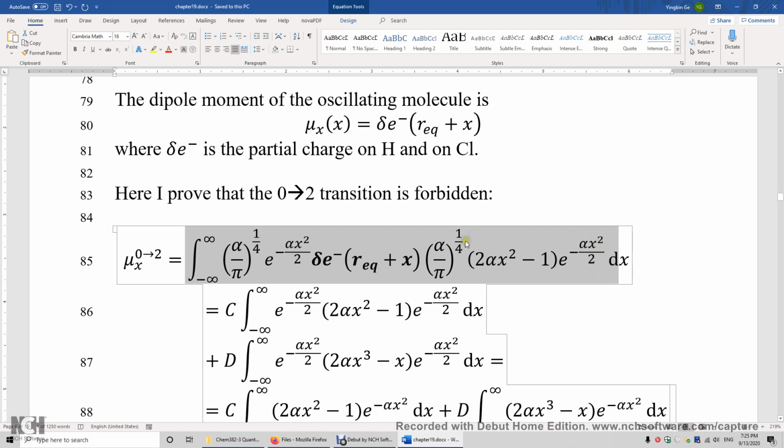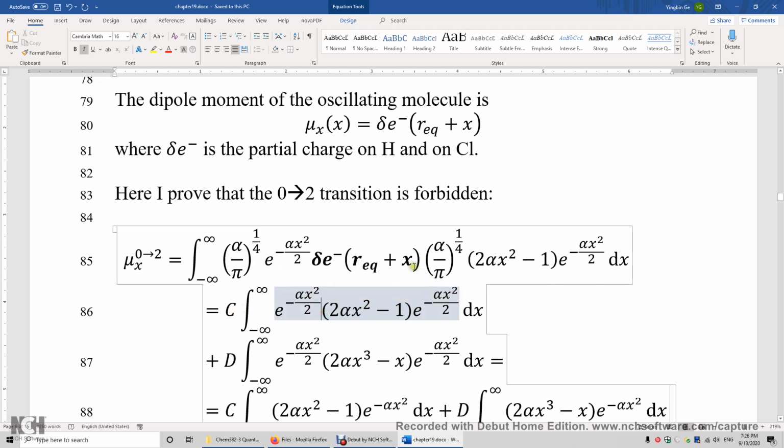So how do we deal with this? Actually, I'm going to separate this integral into two different integrals. We have R_eq here plus x here. So I'm going to say this delta e times R_eq is going to be a constant C. And then you have this Gaussian function here, this Gaussian function here, this polynomial function here. Okay, you see what I'm doing? I combine all the constants and put them together and call that C.